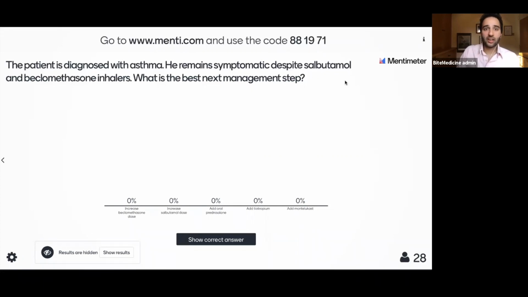So the patient's diagnosed with asthma. Our nice chap came into the GP surgery. You diagnosed him with asthma after all of those tests. You remain symptomatic despite salbutamol and beclomethasone inhalers. What is the best next management? Now, what are you going to do next for this chap? You've tried salbutamol, you've tried beclomethasone.